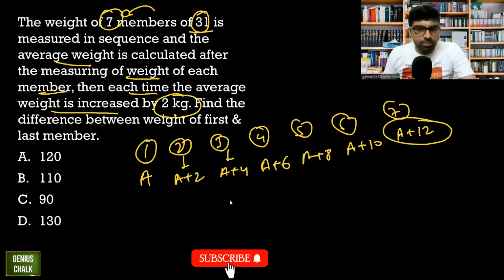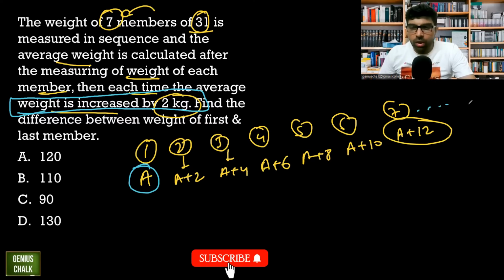The concept is, the average is increased by 2, and you are taking the first member as this, and the last member is the 31st. Can you tell me what will be the observation? For the 31st member, see, this is 7th. It is A plus 6 into 2. So for the 31st, it will be A plus 30 into 2. That is A plus 60. So this is the change in the average.